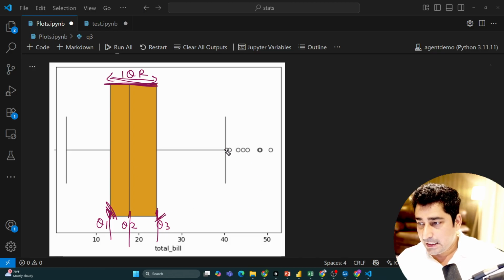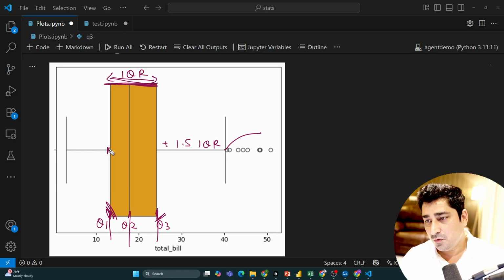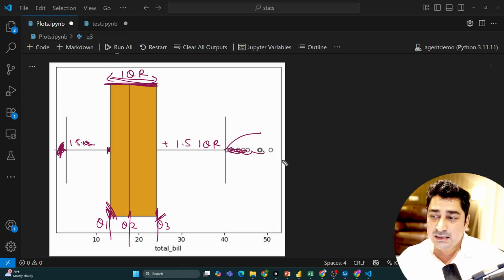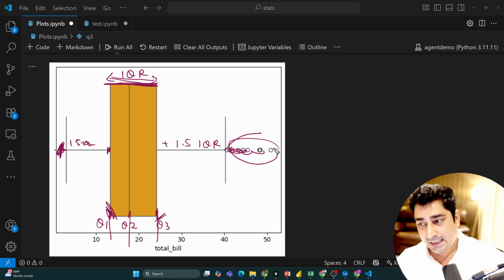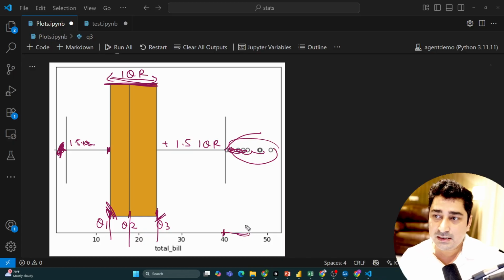And then for any data above, what is this point? This point is Q3 plus 1.5 times IQR. And this other point is Q1 minus 1.5 times IQR. Any data which you see beyond these, you can say it's an outlier. So if someone asks me whether we have an outlier, yes, we do have an outlier inside our data set, beyond this 40. So there is an outlier.